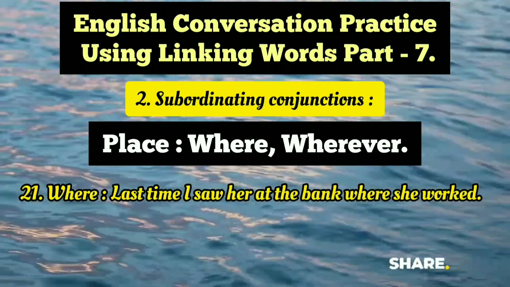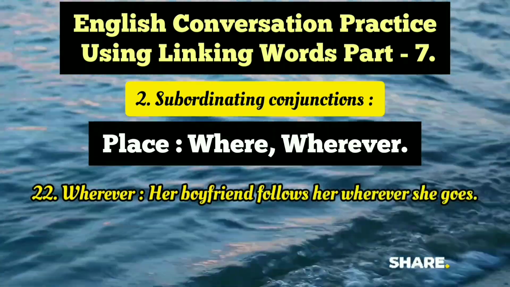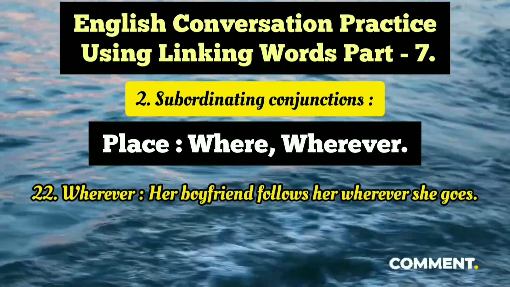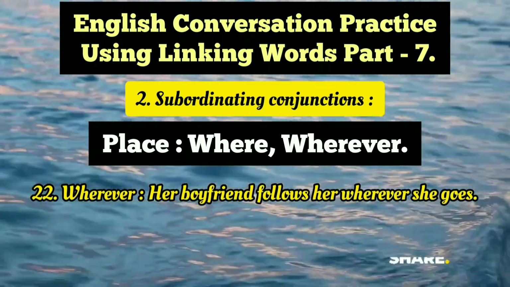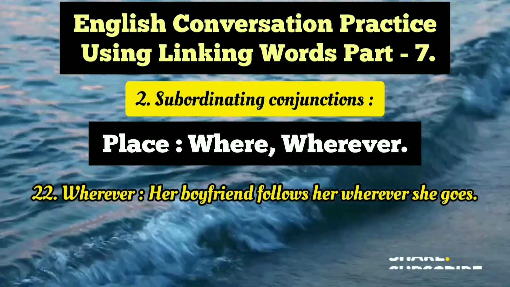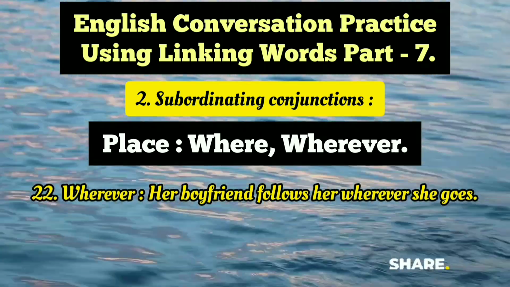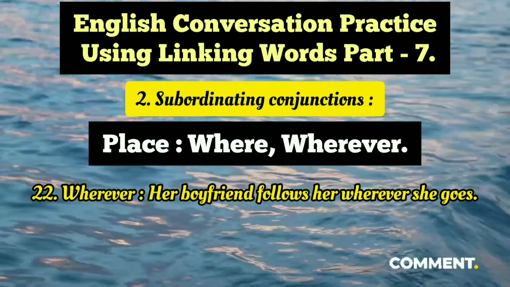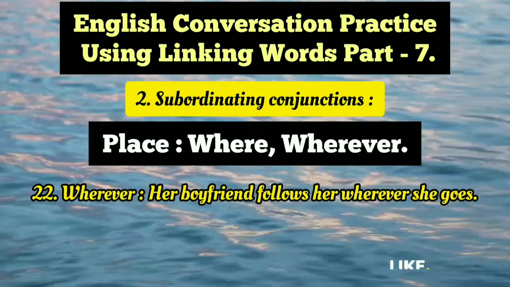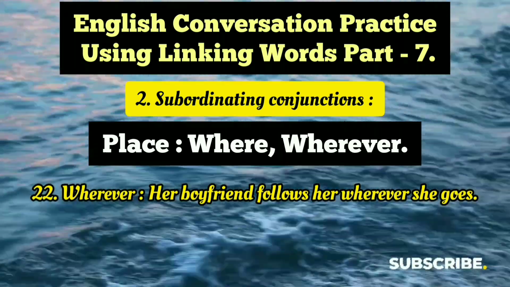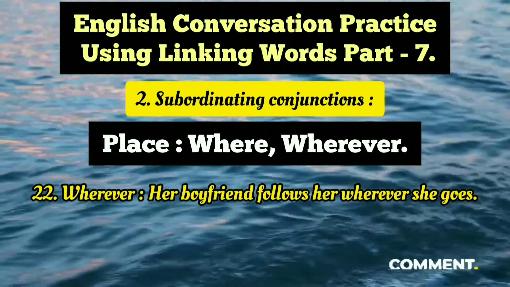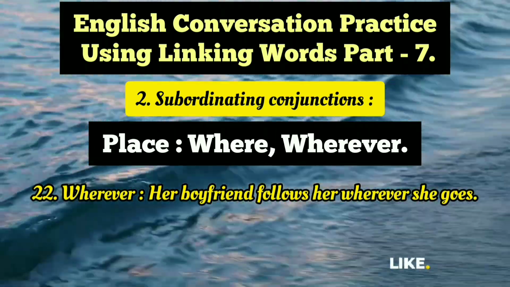So up next we will see the last one, that is number 22, wherever. So wherever is also used to join two clauses, and one gives us indication of a place. Wherever means it's not any specific place, that means it can be anywhere. So as you see, her boyfriend follows her wherever she goes. That means anywhere she goes, her boyfriend follows her. So like this way you can also use wherever and join one clause with other. So I am quite sure you have understood.